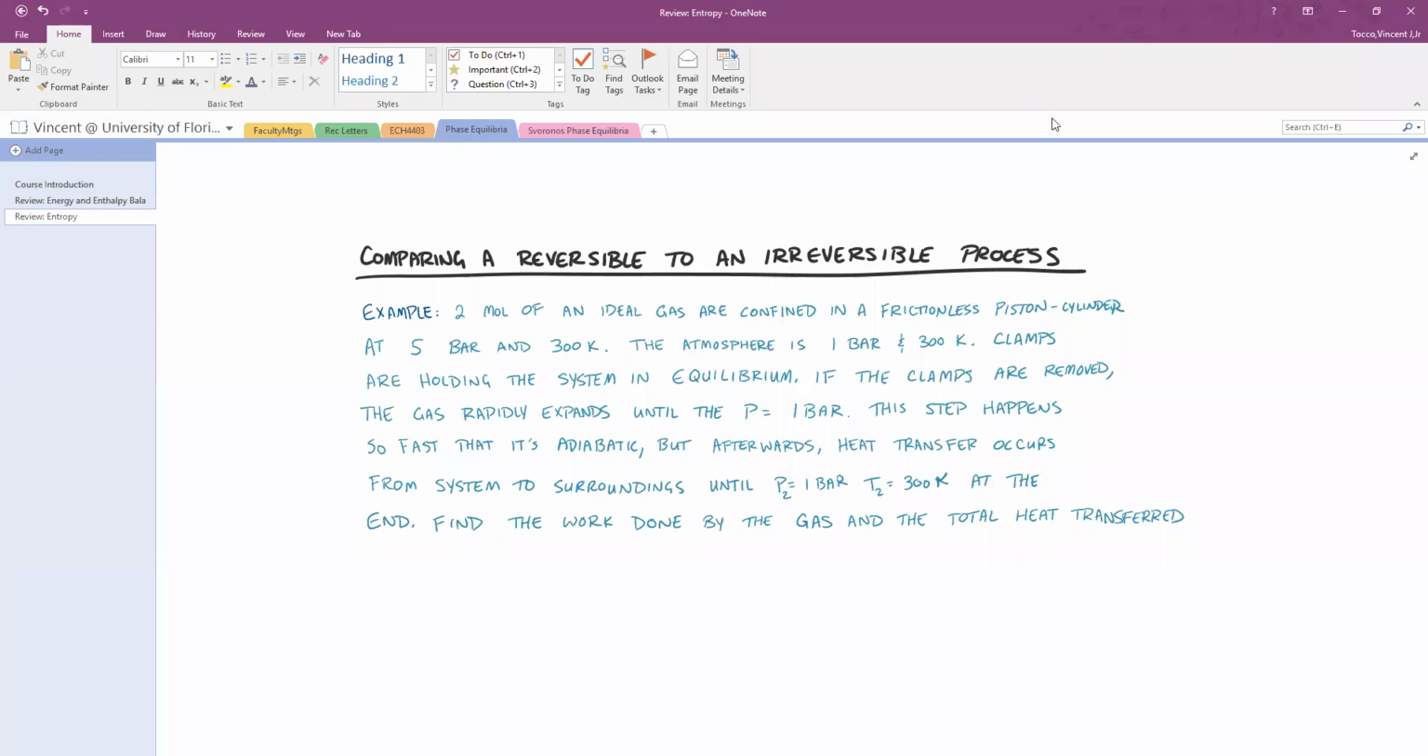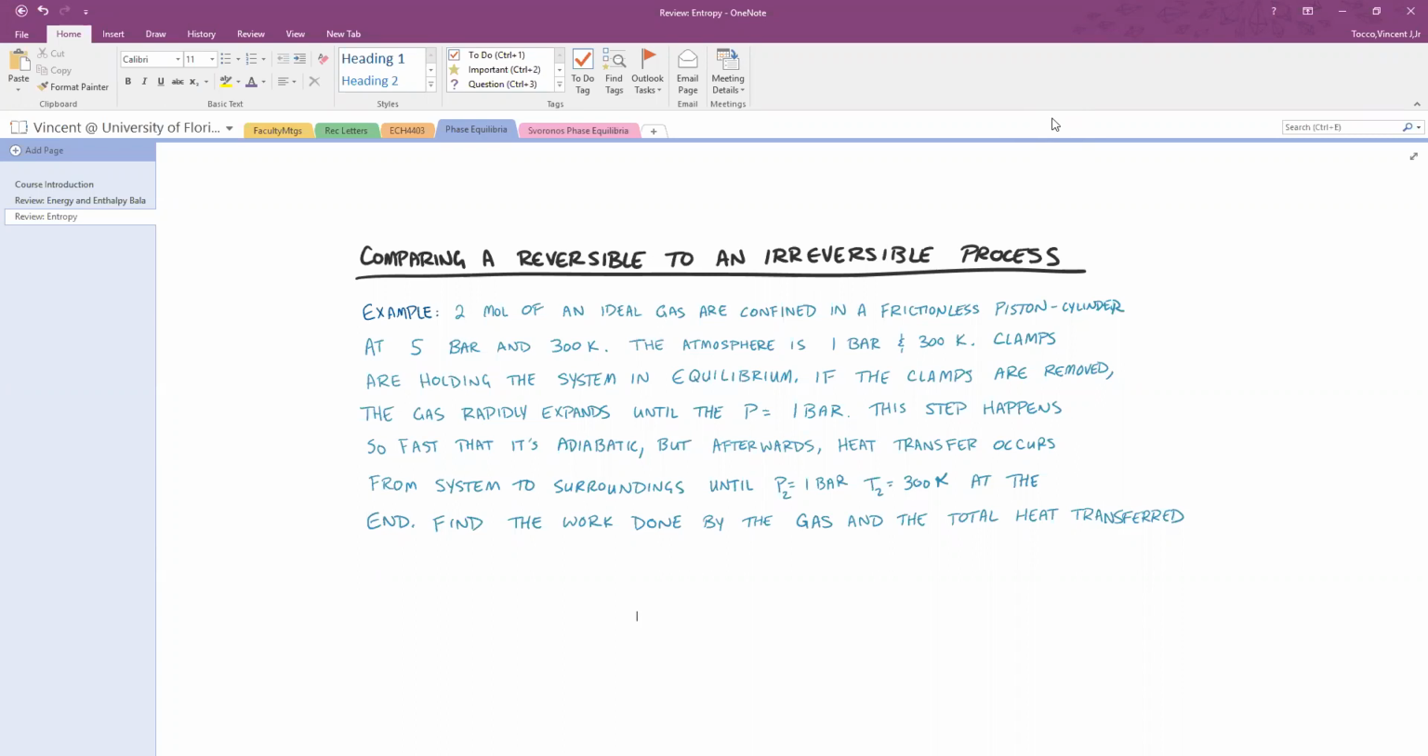Let's compare a reversible and an irreversible process in an example. So say we have 2 moles of an ideal gas confined in a frictionless piston cylinder system at 5 bar, 300 K. The atmosphere, which is the surroundings in this example, is 1 bar, 300 K. Clamps are holding the system in equilibrium, but if the clamps are removed, the gas will rapidly expand until the pressure is equal to 1 bar.